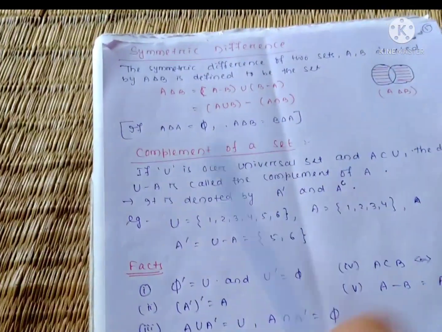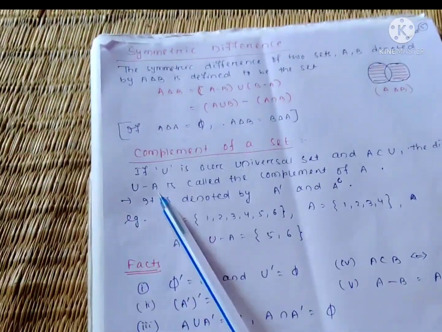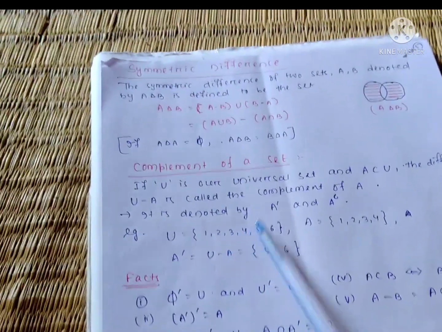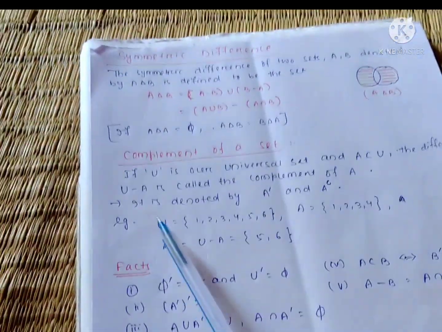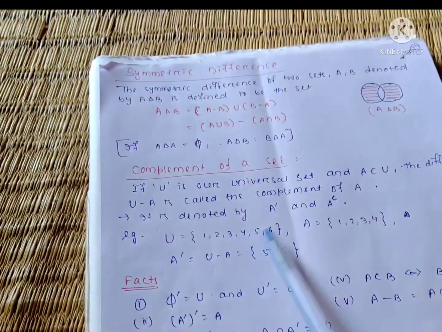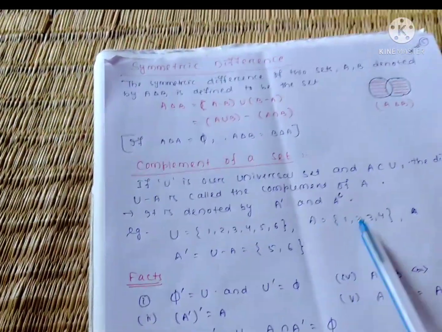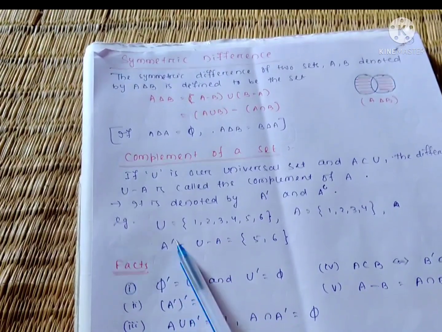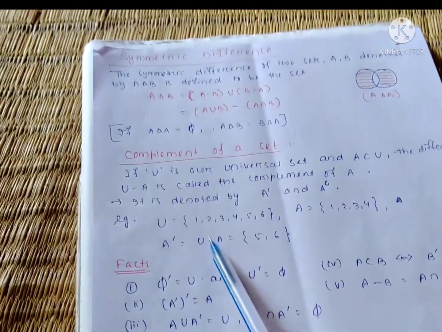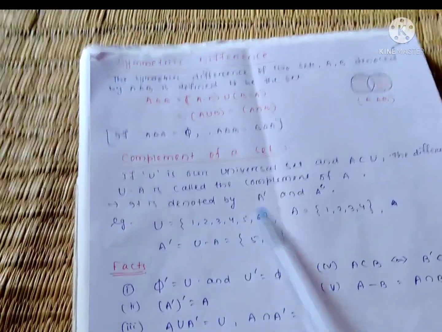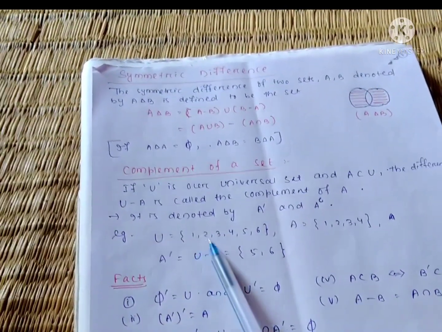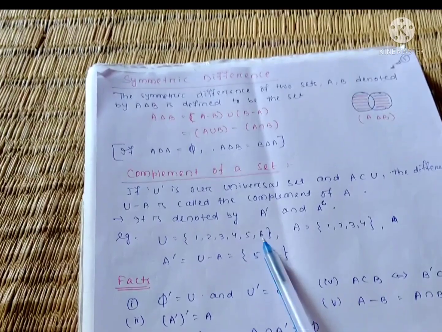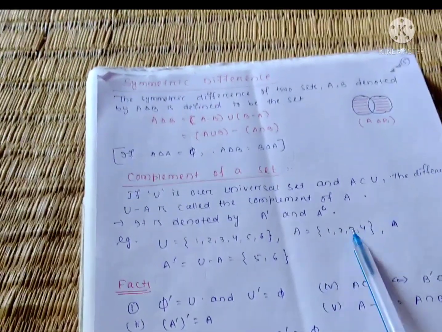U, then the difference U minus A is called the complement of A. It is denoted by A bar or A complement. Example: if U equal to {1, 2, 3, 4, 5, 6}, A equal to {1, 2, 3, 4}, A complement or A dash equal to U minus A, that is the elements which are present in U but not in A. These are 5 and 6 which are not contained in A.